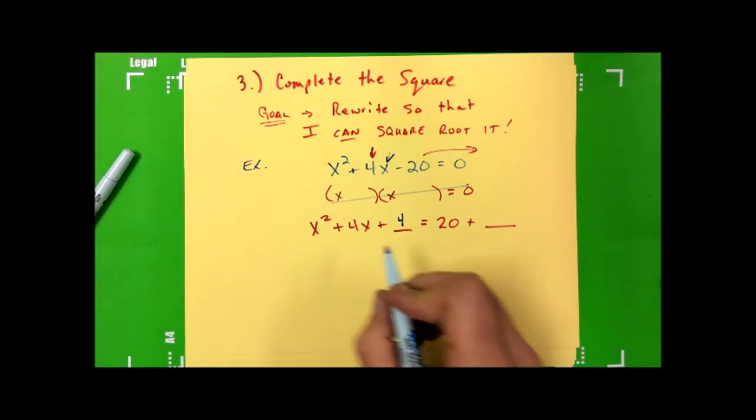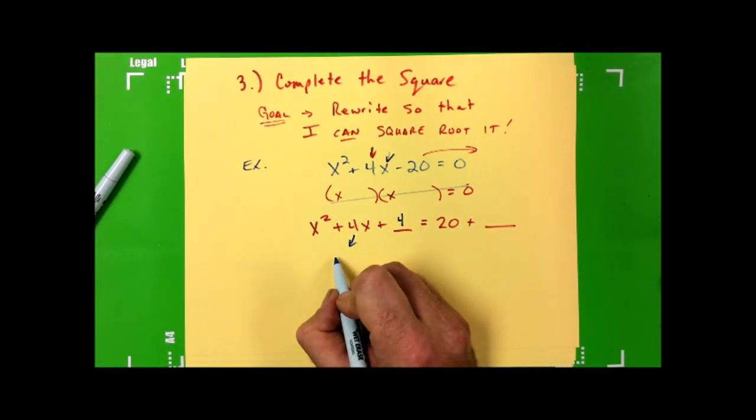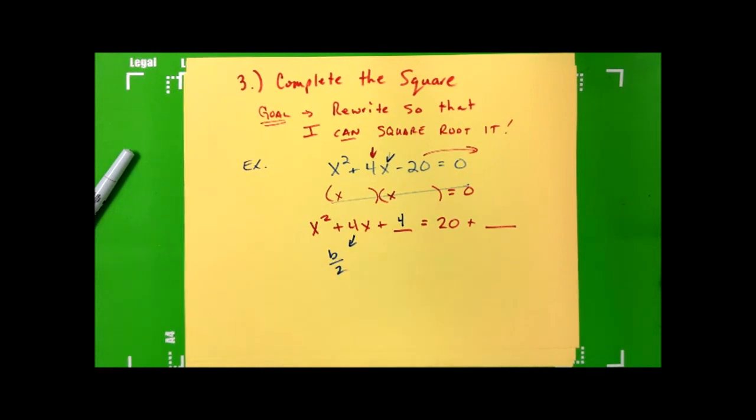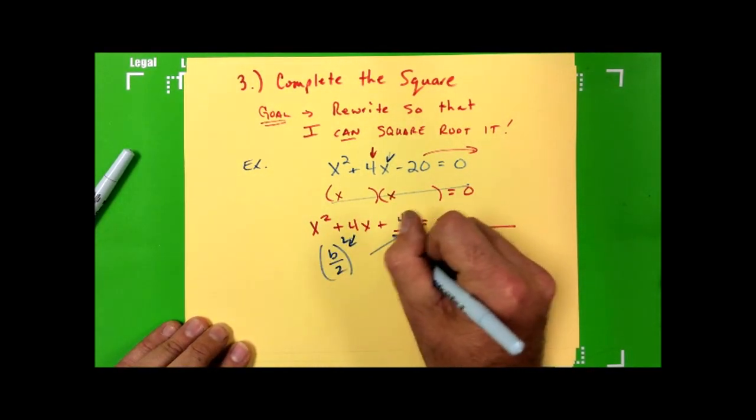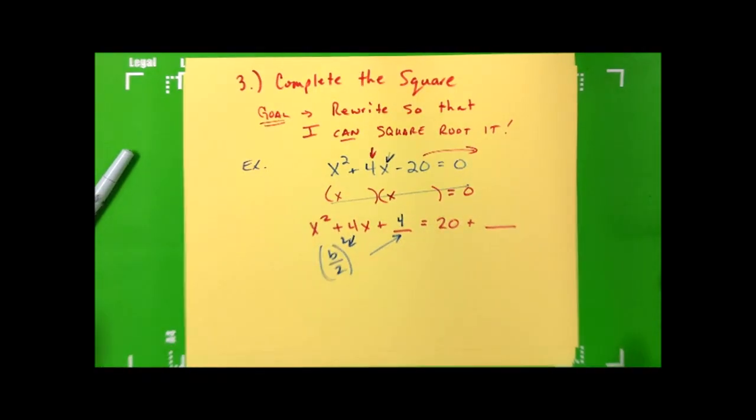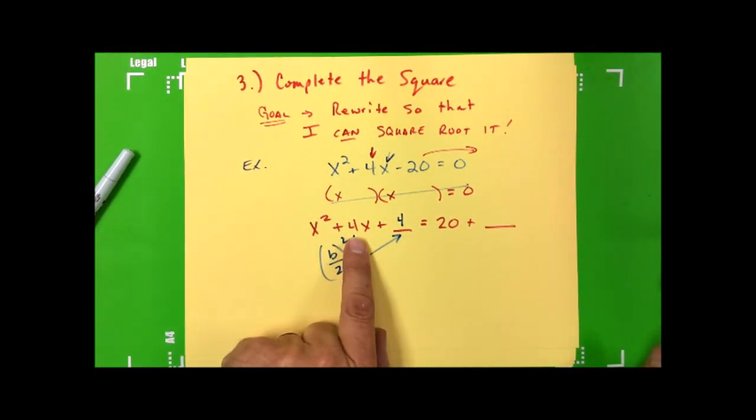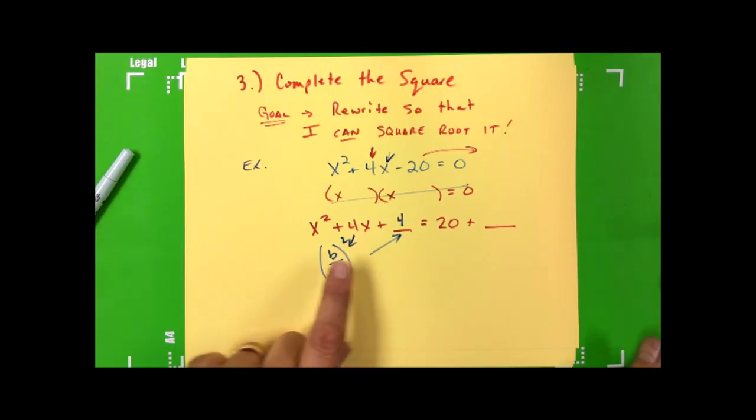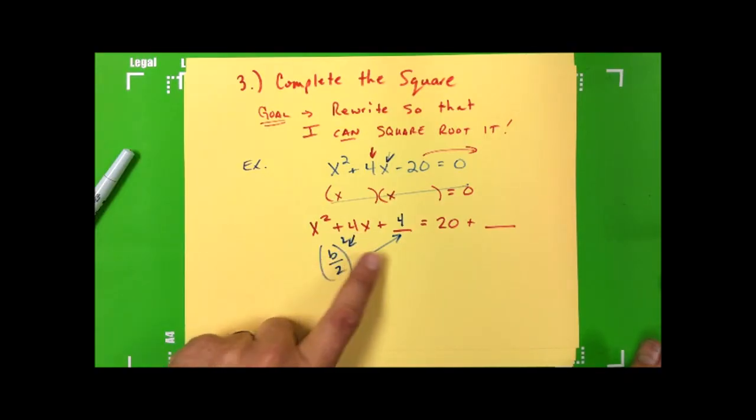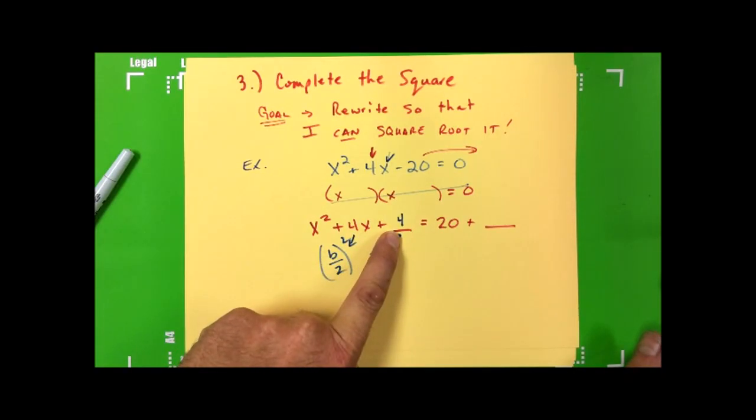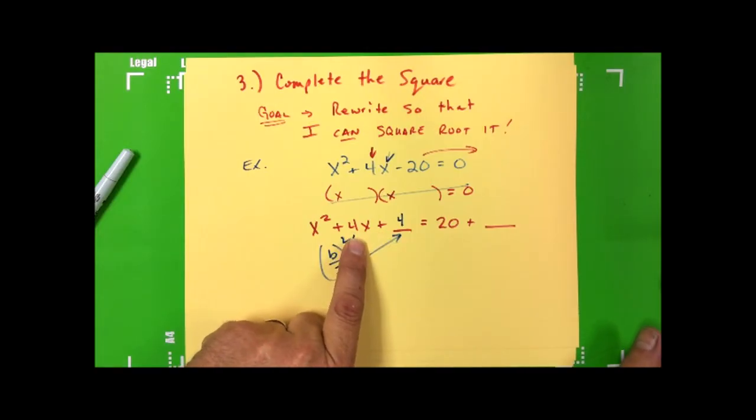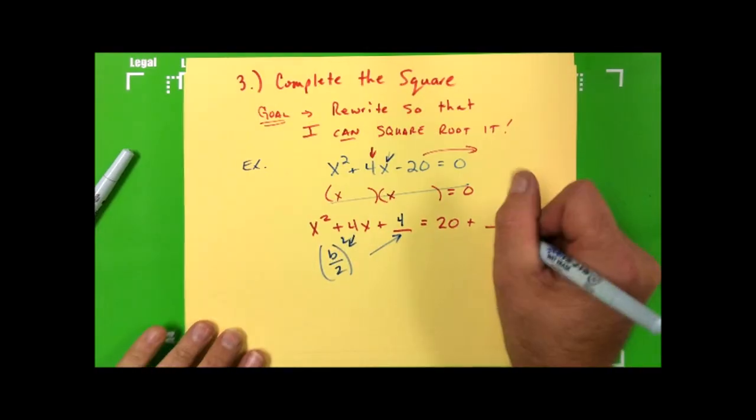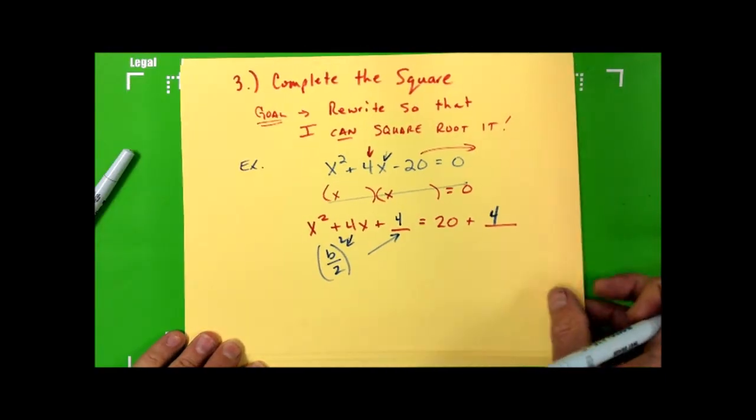And the way you know that is you're always going to take that b term. You're always going to divide that term by 2. And then you're going to square that term and put it in the blank. That's the one that I use. So b is that term in front of the x. I'm going to take it, I'm going to divide it by 2, and then I'm going to square it, and I'm going to put it there. So half of 4 is 2, squared is 4. And what I do to one side, I have to do the other.